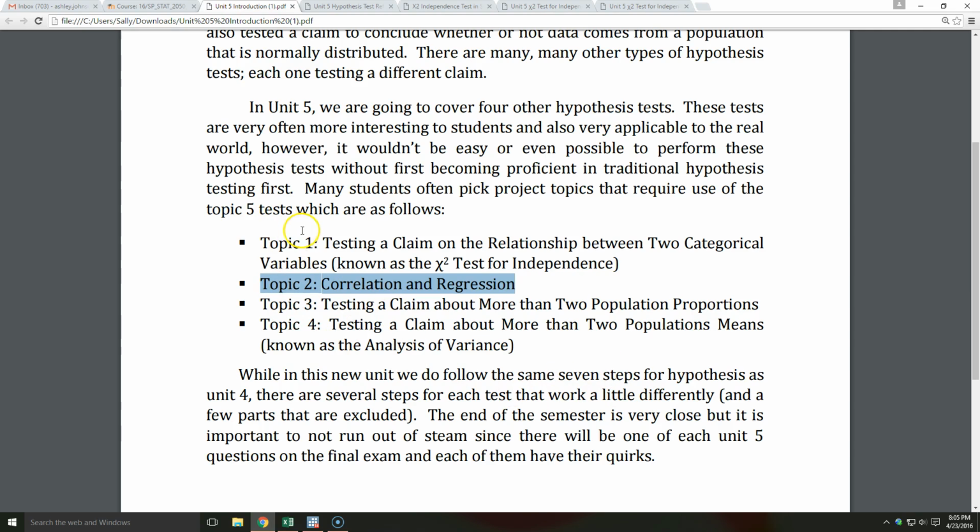So again, we're still going to follow the same 7 steps for hypothesis testing. We're going to be operating under the same concept with comparing our p-value to whatever our alpha is, but there are going to be some more unique aspects to these non-traditional hypothesis tests.